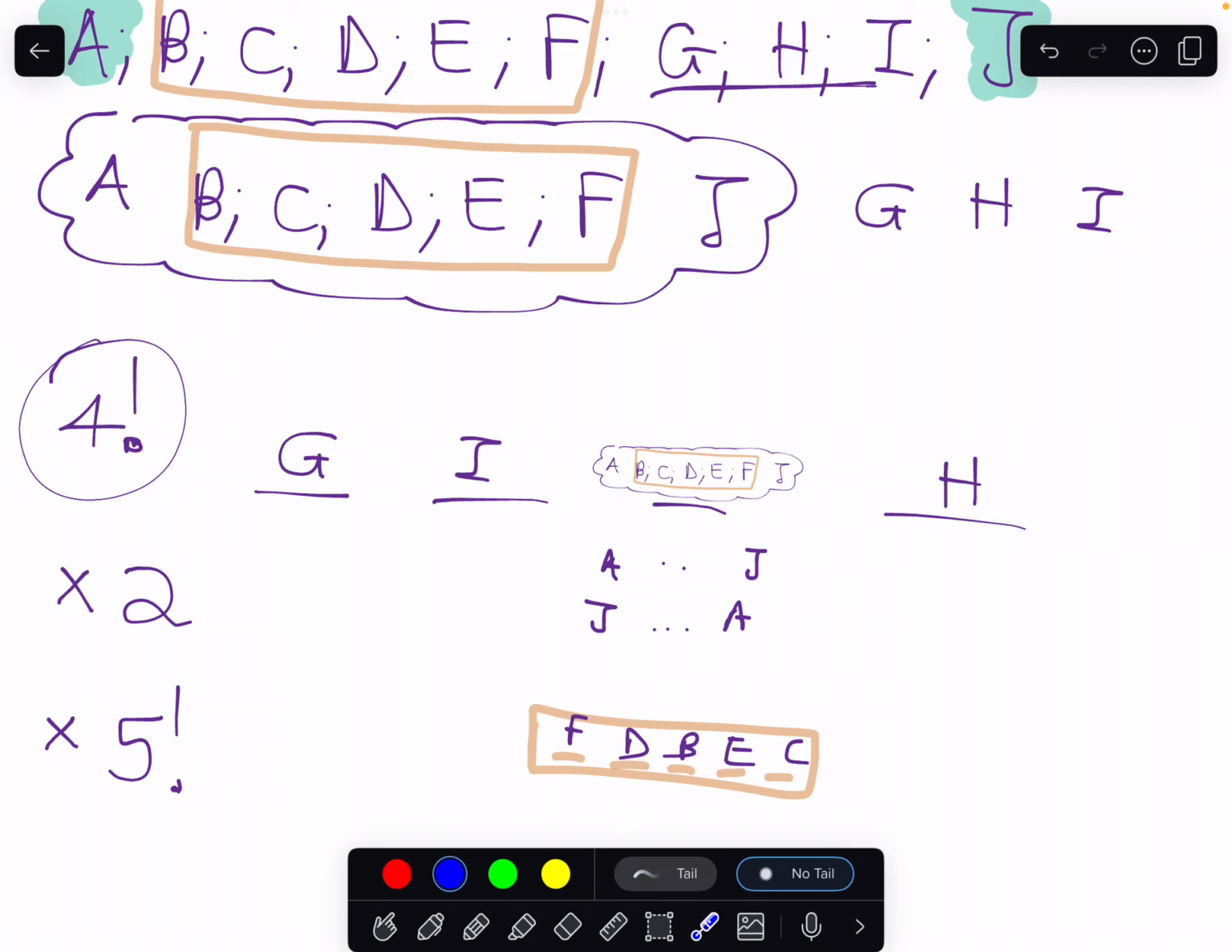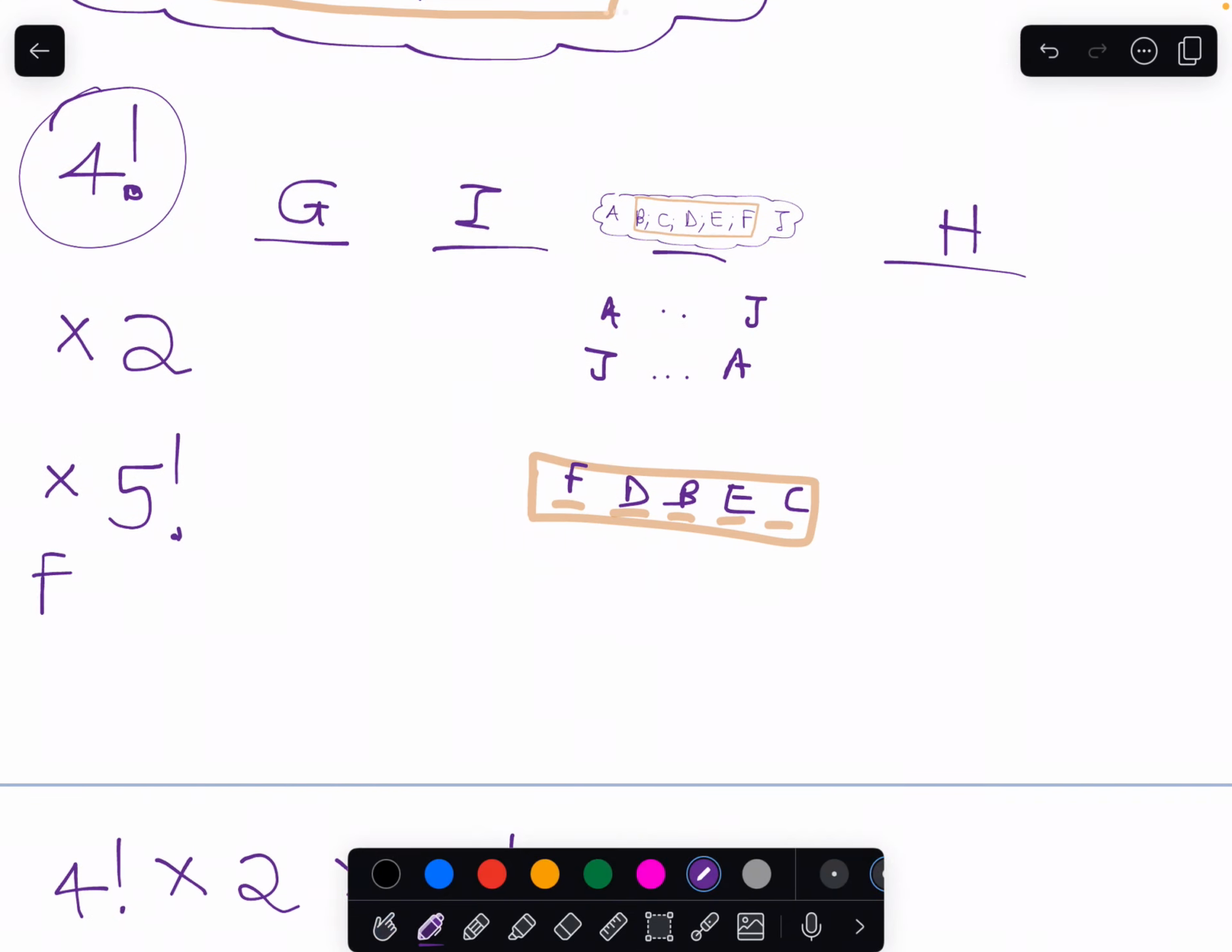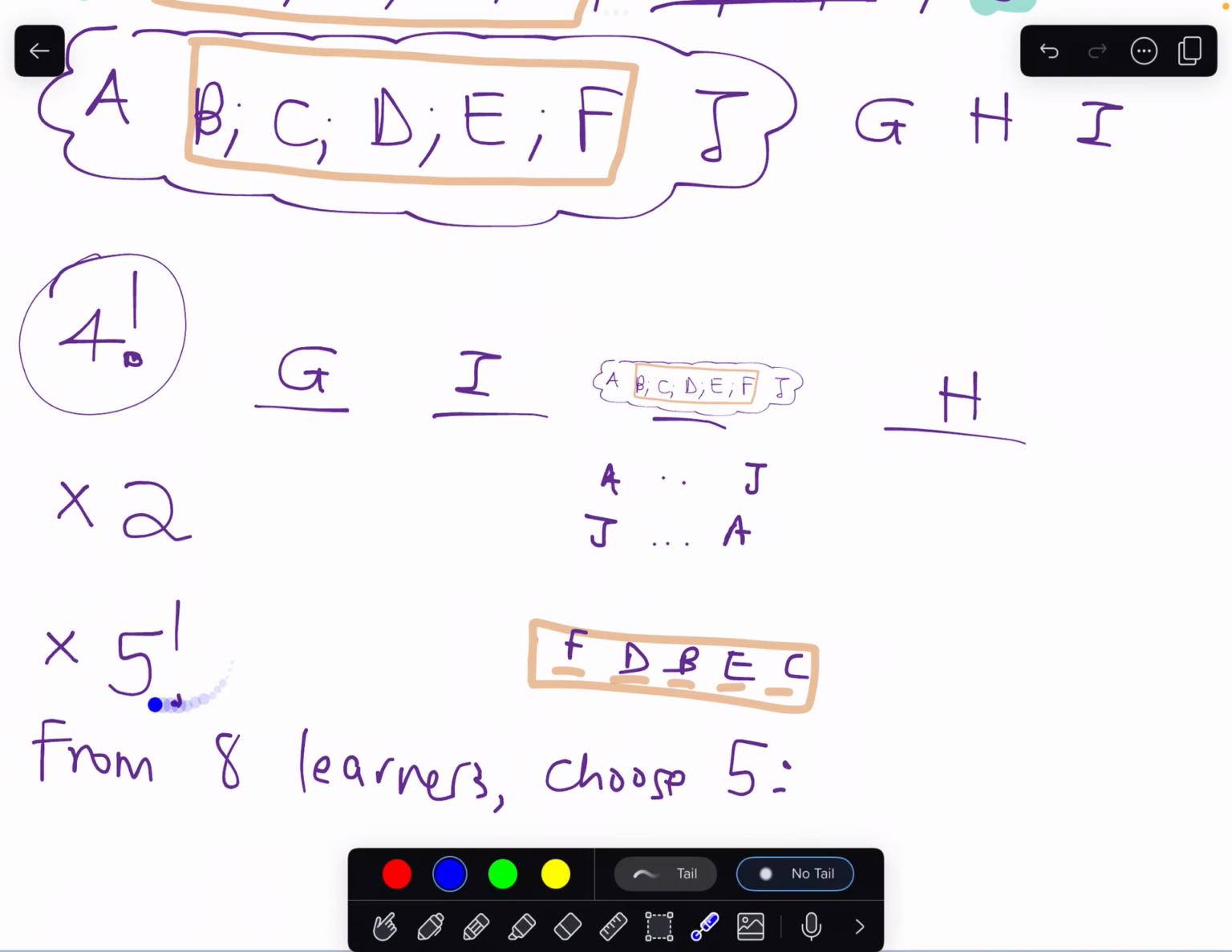Because remember, A and J are not options. Those are the 2 youngest learners. They can't also be between themselves. So from the 8 remaining learners, in how many ways can I choose 5 learners? From 8 learners, choose 5. And the order doesn't matter, right? Because that's already accounted for over here. This is where we're playing around with the order of those 5.